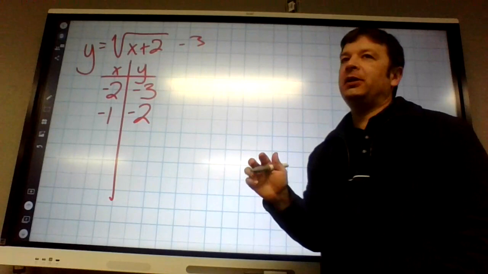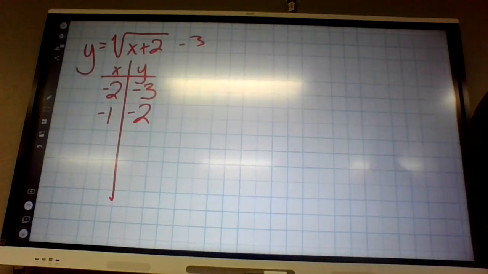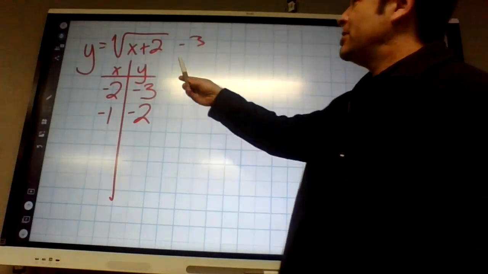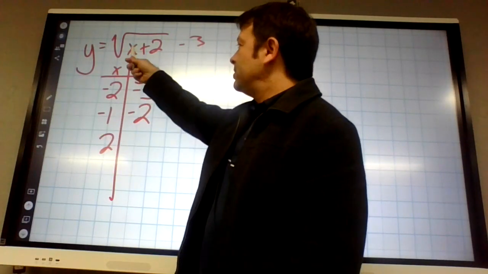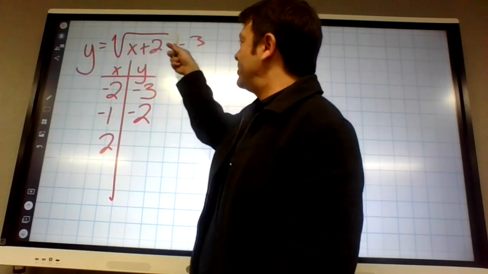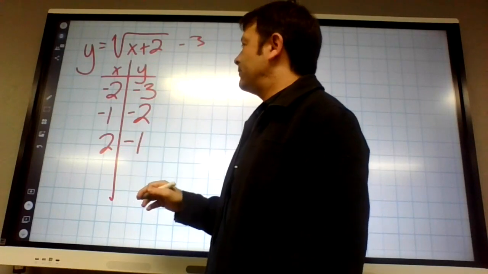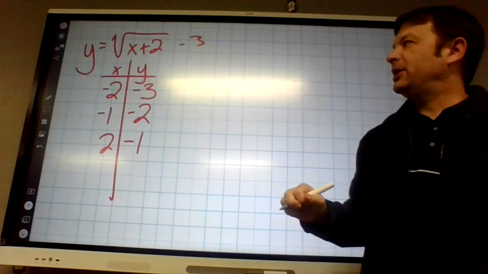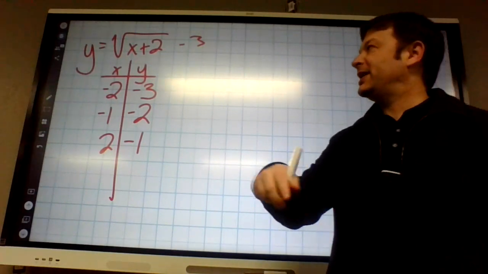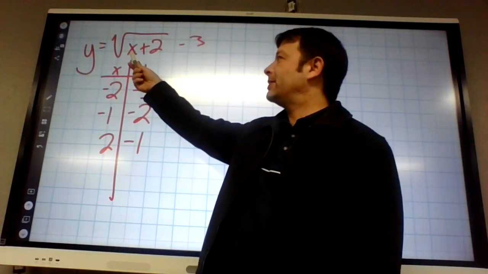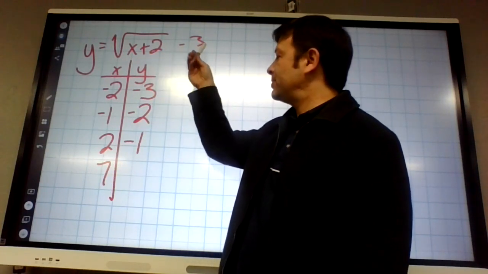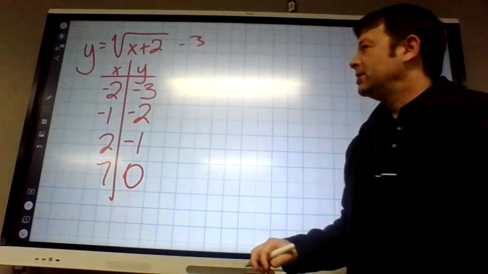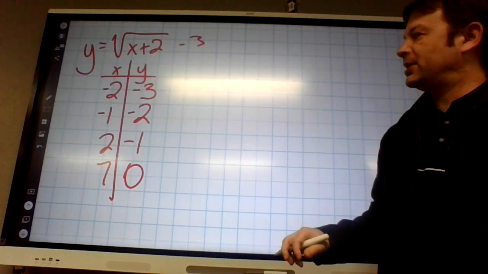Then the next one that I wanted, remember how we wanted it to be a 4, because 4 has a square root? So what x value would make this a 4? 2. 2 plus 2 is 4. Square root of 4 is 2, minus 3, -1. And then remember how I wanted it to be a 9, because that has a square root. What x value would make this a 9? 7. So that'd be a good one. 7 plus 2 is 9, square root of 9 is 3, minus 3, 0.